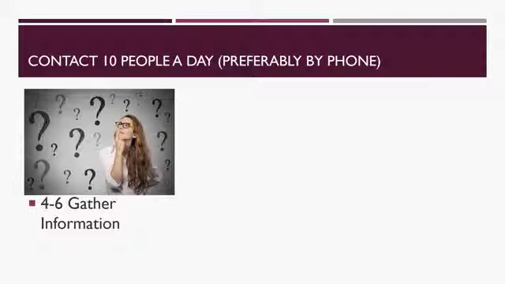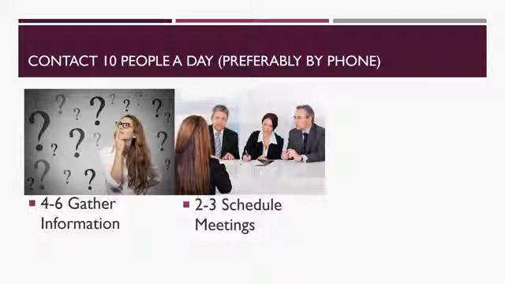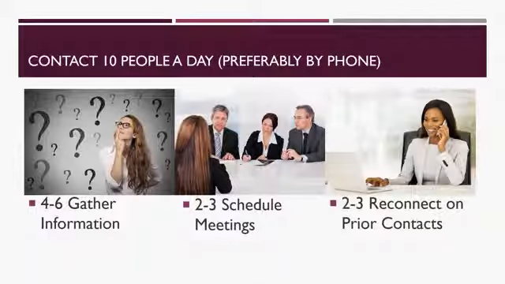First, 4 to 6 of those phone calls are going to be to gather information. They're going to be short, 5-minute phone calls asking 2 or 3 questions that you've already prepared. You'll do 2 to 3 to schedule meetings, to set up face-to-face meetings for gathering information or impressing decision makers. And finally, you'll do 2 to 3 contacts a day to reconnect with prior contacts, people you've already met with, ask questions, whatever. So the 4 to 6 to gather, 2 to 3 to schedule meetings, and 2 to 3 to connect, that's 10 a day. That's pretty easy to do, especially if you're adopting the how can I help attitude.